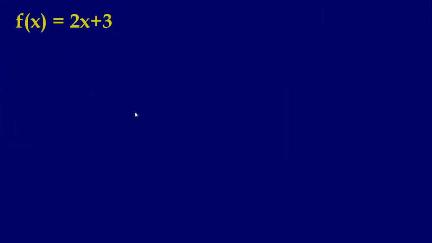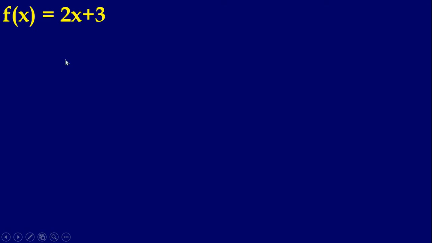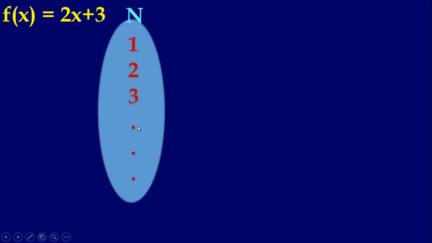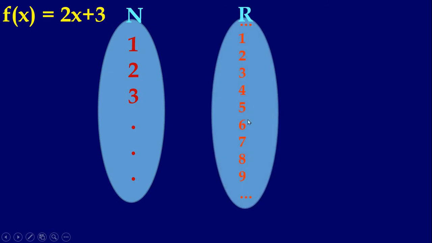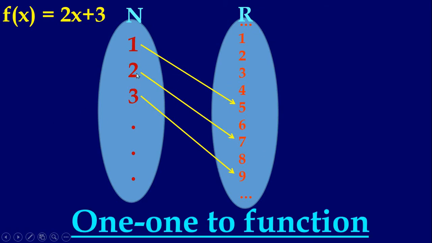Next we see the diagrammatic representation. Given f of x is 2x plus 3, the first set is the natural number set and the second set is the real number set. When x equal to 1, we get f of 1 is 2 into 1 plus 3, that is 5. So 1 is related with 5. When x equal to 2, we get 2 into 2 is 4, 4 plus 3 is 7. 2 is related with 7. When x equal to 3, 3 into 2 is 6, 6 plus 3 is 9. That is, different elements have different images. Therefore this function is 1-1.